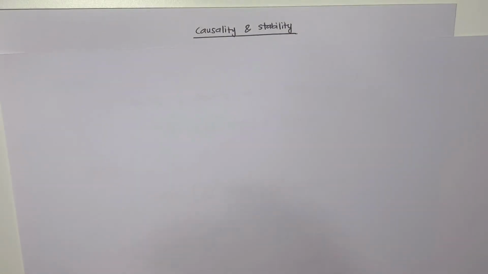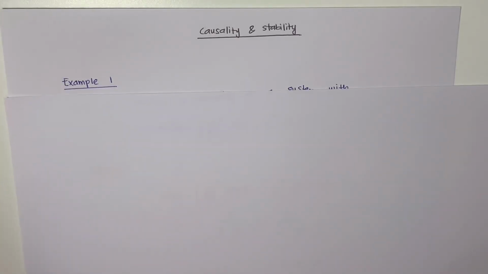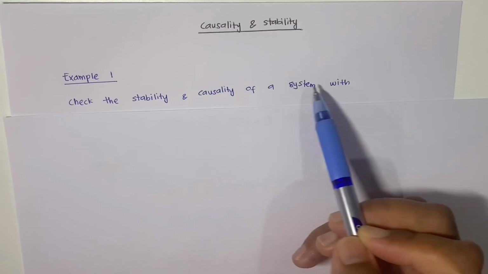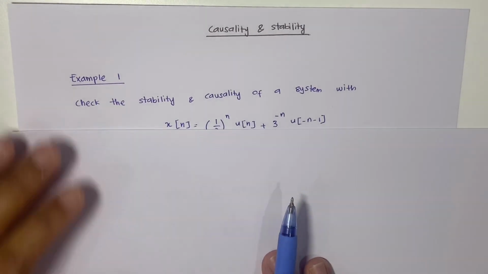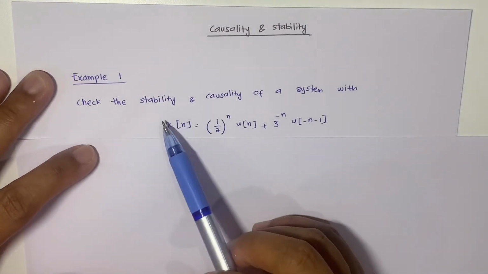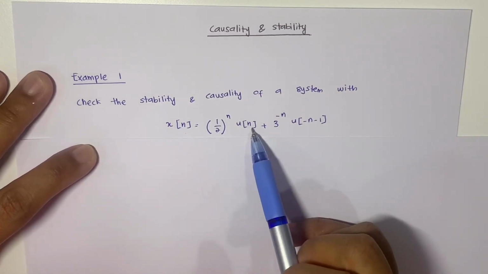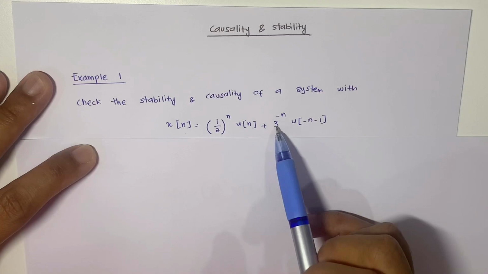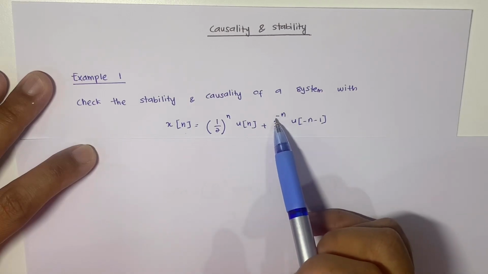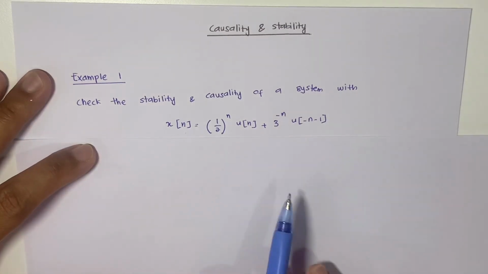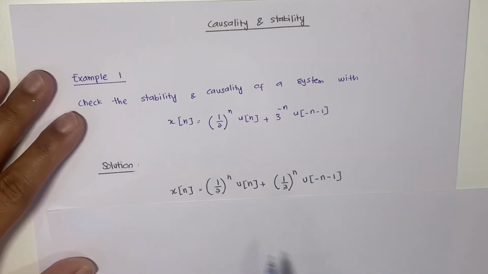Now I will show you example 1 of causality and stability. The question asks you to check the stability and causality of a system with x[n] equal to (1/2) to the power of n u[n] plus 3 to the power of negative n u[-n-1]. So this is the question.